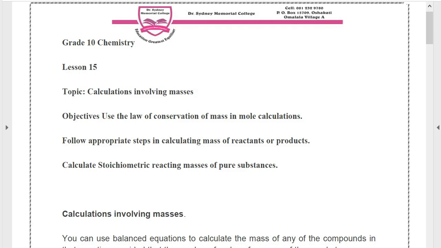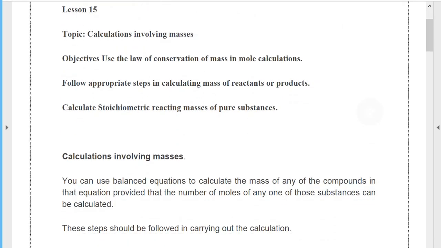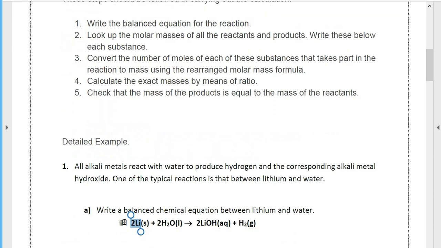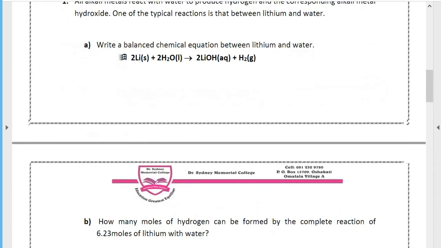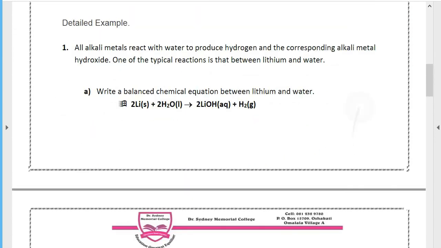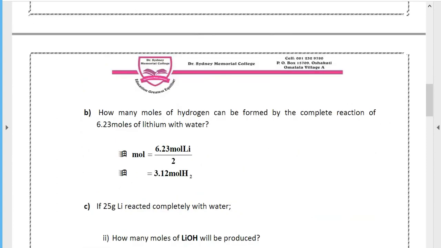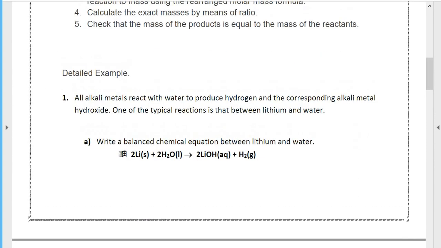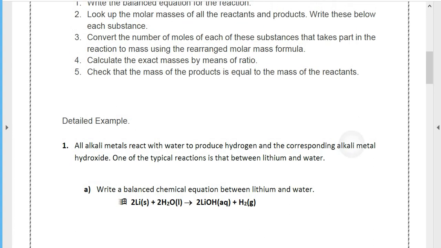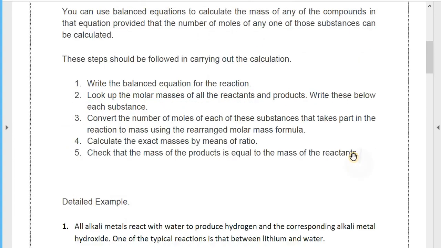Welcome to this chemistry lesson where we're going to be looking at calculations involving masses. In this lesson I am mostly going to explain this example that I put in the PDF. I'm going to walk through it with you. So please make sure that you have a pen and paper or your chemistry summary book, so that you can write all the steps and the explanations that I'm going to be giving.